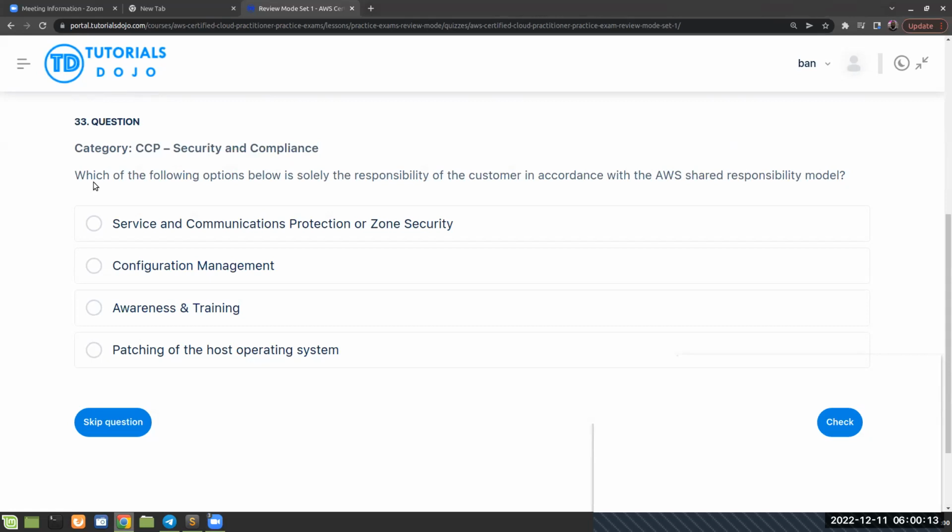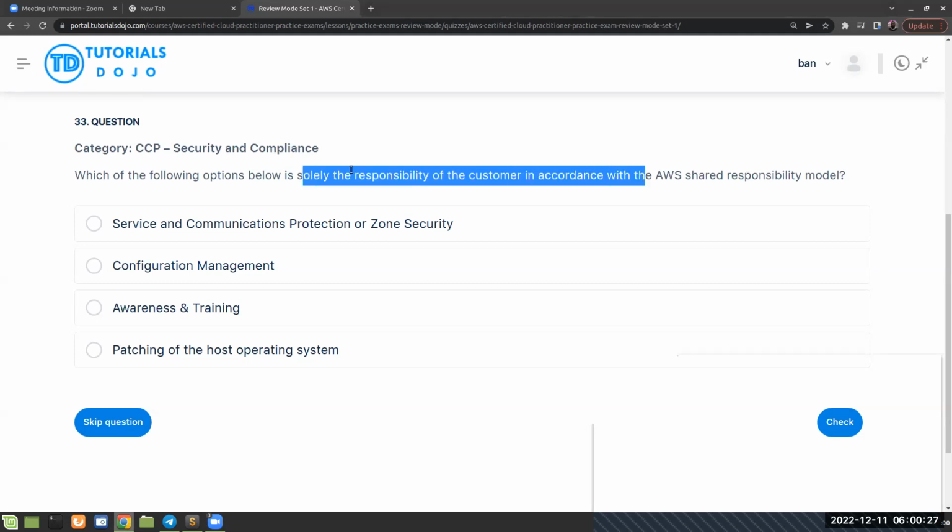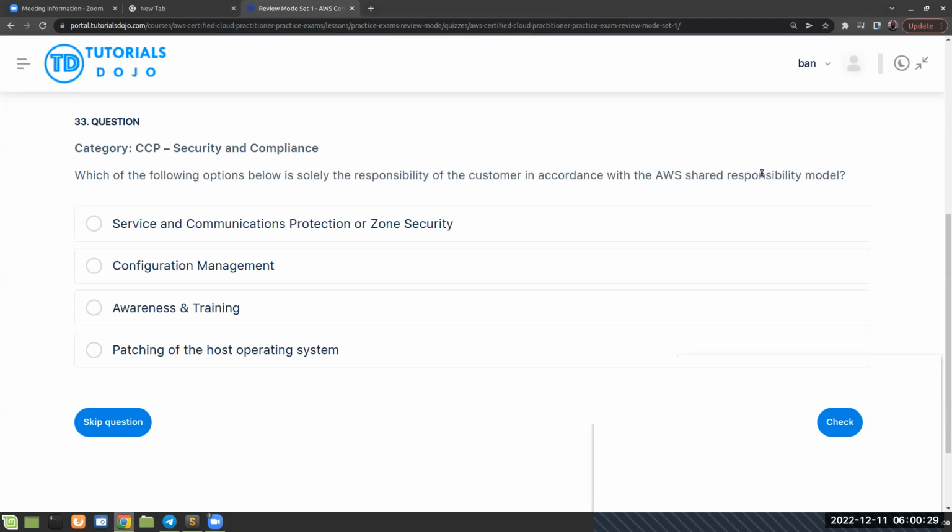Okay, then back to you, Leslie. Which of the following options below is solely the responsibility of the customer in accordance with the AWS shared responsibility model? So solely the responsibility of the customer based on the shared responsibility model. Which one will it go to?